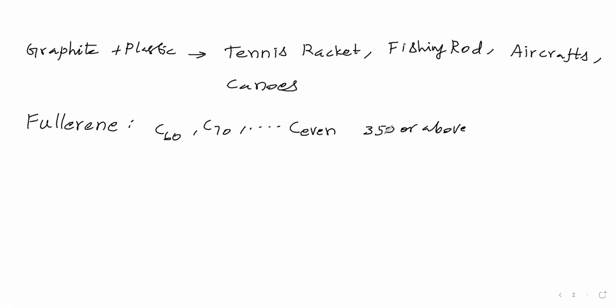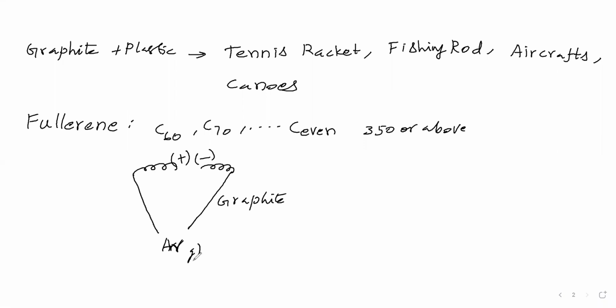How to manufacture fullerenes? We will take graphite rods. Between these graphite rods, the required potential is applied. These two graphite rods are placed in the atmosphere of argon.